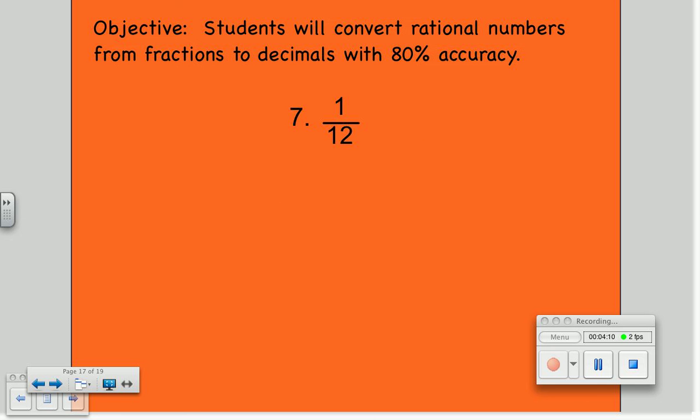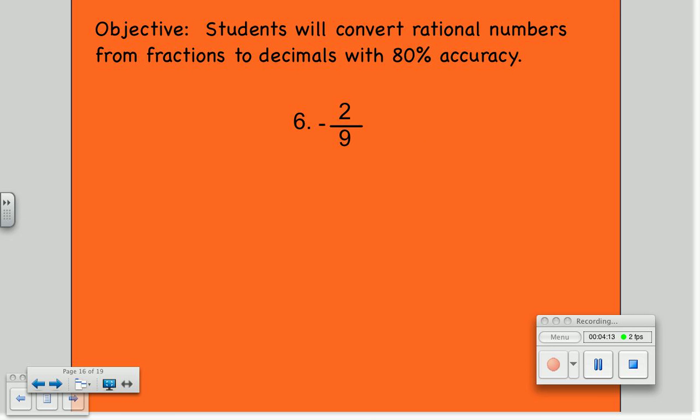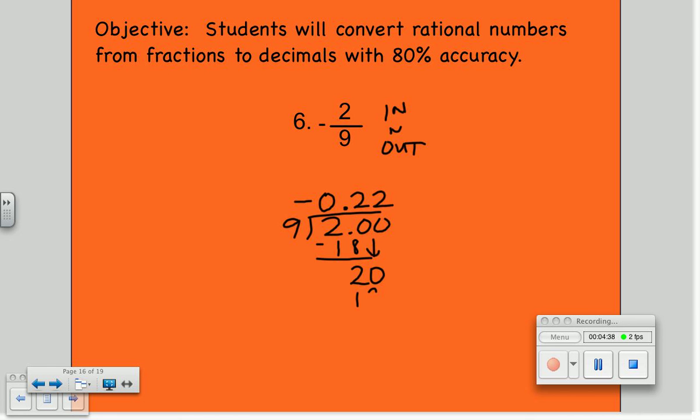Next, -2/9. Again, in and out, in and out. Add a decimal. Make sure you add your decimal on top and make sure you make it negative. 9 divides into 2, 0 times. 9 divides into 20, 2 times. 20 minus 18 is 2. Bring down the 0. 9 divides into 20 again, 2 times. 9 times 2 is 18. 20 minus 18 is 2 again. We're going to keep getting the same thing here. So this is called a repeating decimal, which you've learned about now. So our answer is just -0 and 2/10 with the 2 repeating over and over and over again forever.